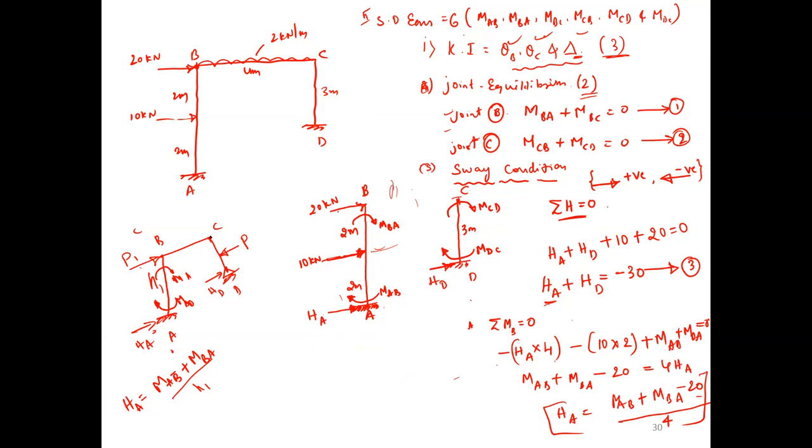Next, come to this. Here, take the moment here. This is clockwise. Therefore, HD equals MCD plus MDC. Here, how is P at L by 2 rotating towards C? Clockwise or anticlockwise? Clockwise. So plus P into L by 2, divided by H2. Understand? Any doubts?